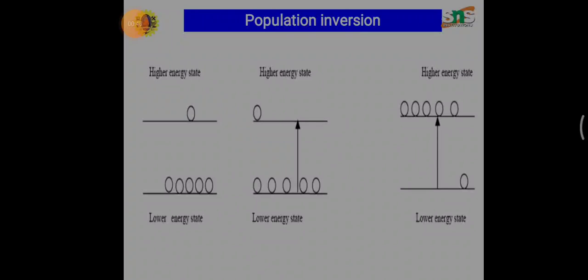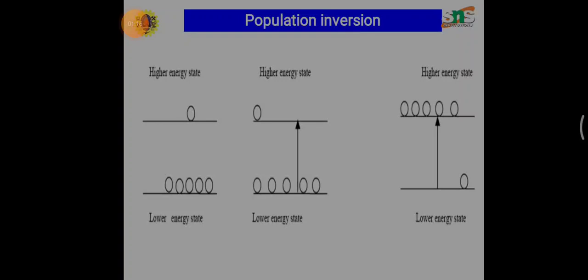So the principle of laser action is due to stimulated emission: the photons multiply in each step, giving rise to an intense beam of photons that are coherent and moving in the same direction. Hence the light is amplified by stimulated emission of radiation, termed as laser.